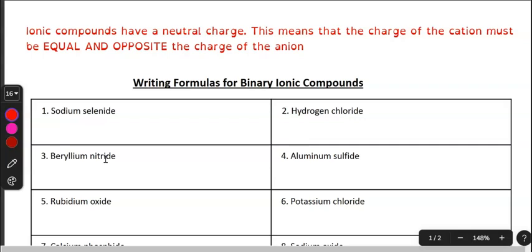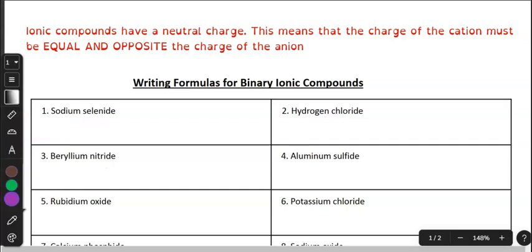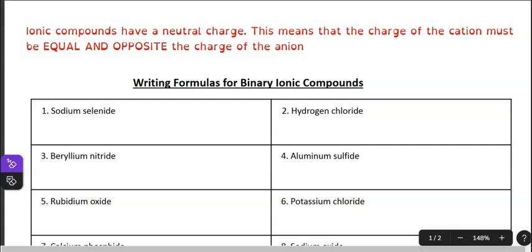And what this means is that the charge of the cation must be equal and opposite the charge of the anion. And by equal and opposite, what I mean is that if the charge on the cation is +3, that means that in order for the formula to be correct, the charge of the anion must be -3. So they are equal because they're both 3, and they're opposite because the cation is positive and the anion is negative. And so that's what equal and opposite actually means.